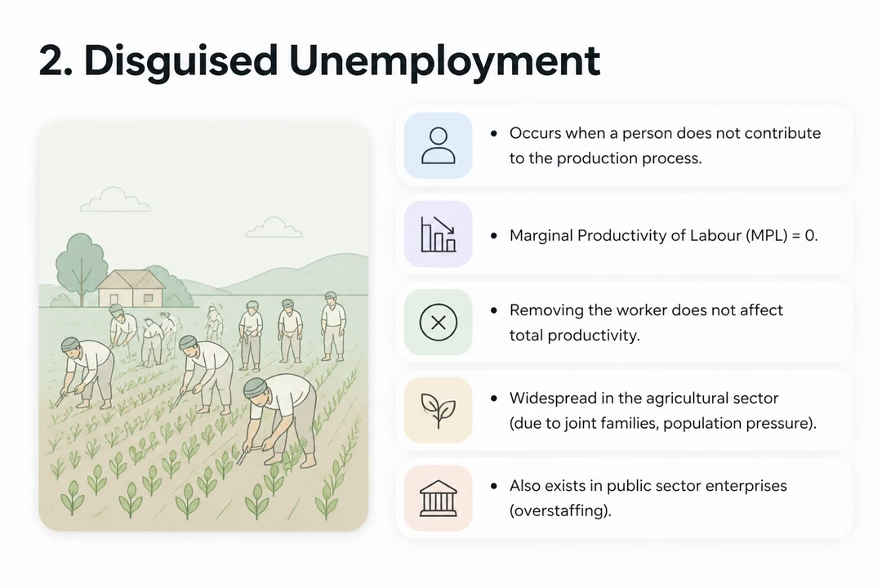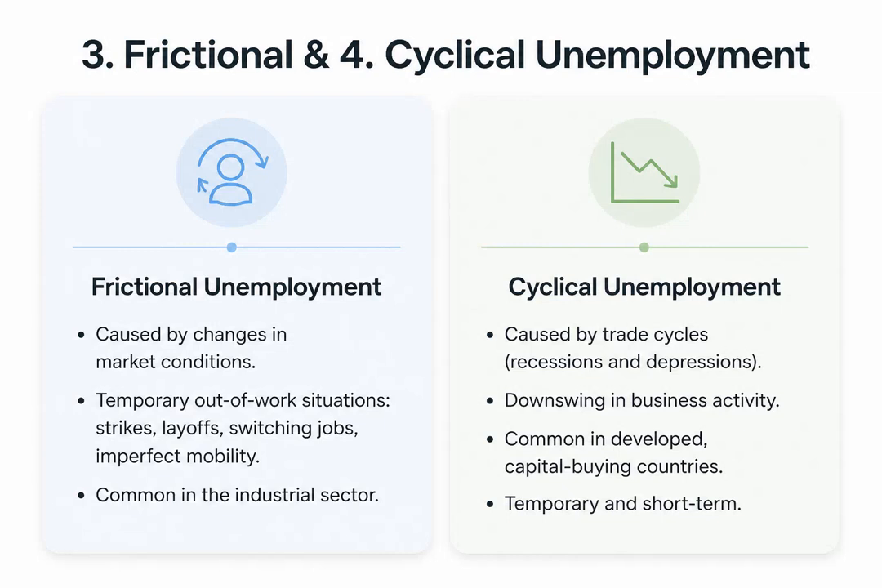Next is disguised unemployment, a massive issue in India. This happens when more people are working on a job than are actually needed. In economic terms, their marginal productivity is zero. If you remove them from the field, total crop output won't drop at all. We see this heavily in agriculture due to joint family systems, but critics note it's also prevalent in overstaffed public sector enterprises.